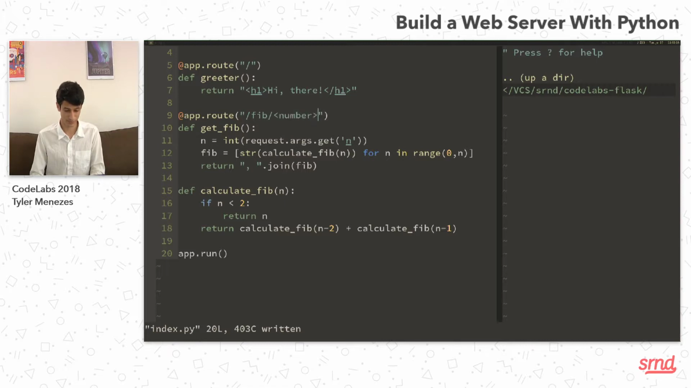Fib/number. And I think number might be a reserved word, something that Python won't let us use, so we'll just call it num. We can even just call it n. And this will take as input int.